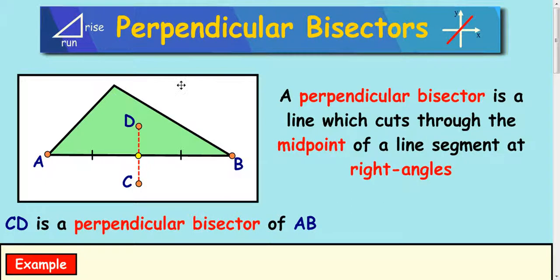In this example, we're going to look at how to calculate the equation of perpendicular bisectors. Now, a perpendicular bisector is a line which cuts through the midpoint of a line segment at right angles. This is your perpendicular bisector here. It's splitting AB in two, and it meets it at a right angle.